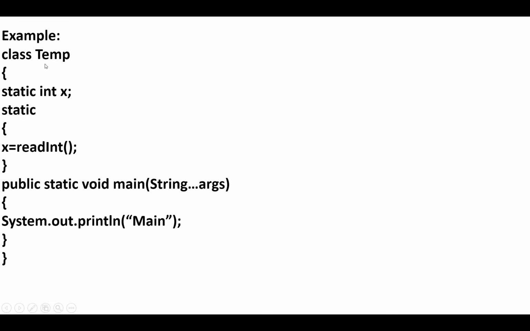Now we have an example of a static block. We have a class Temp which has a static data member int x. It has a static block which initializes the value of x from the keyboard. In the main method we are printing the main line, but this line is executed after the static block, because the static block is executed before any static member of the class. First it will read the value from the keyboard, then this line will be executed. That's all about the static initialization block of the class.